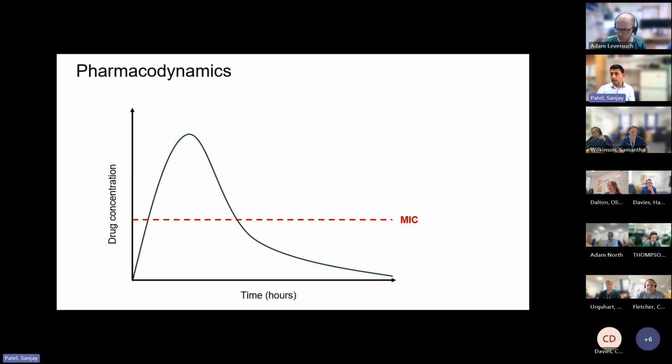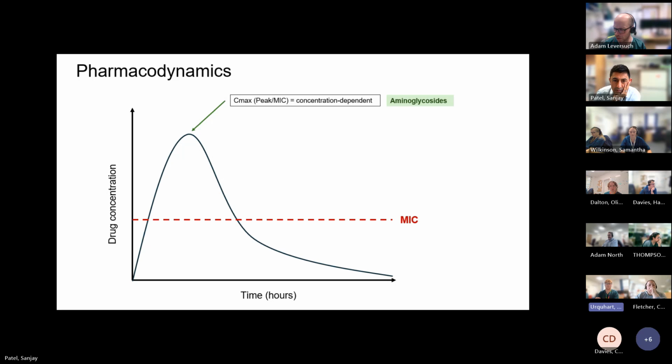Nick, pharmacodynamics. Yeah, so when we're talking about the action of antibiotics and the pharmacodynamics, there are three major pharmacodynamic indices that we use. And the first one here is Cmax, which is the peak concentration over the minimum inhibitory concentration. The MIC being the minimum concentration of antibiotic you need for it to exert its effect on the bacteria. And classically, we would refer to this as the aminoglycoside, so gentamicin.